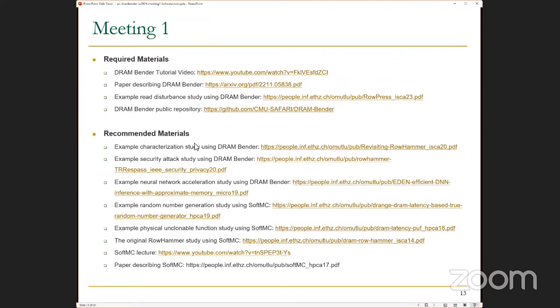After this meeting, you should get your hands on these required materials. We have a DRAM Bender tutorial, a paper describing DRAM Bender, and an example study that uses DRAM Bender to comprehensively characterize and demonstrate another read disturbance phenomenon other than RowHammer. Finally, you should go to the public repository of DRAM Bender to familiarize yourself with the high-level code structure and organization of the project. And of course, if you have more time, you can go through the recommended materials to get a sense of what other studies can be done with DRAM Bender and its predecessor SoftMC.